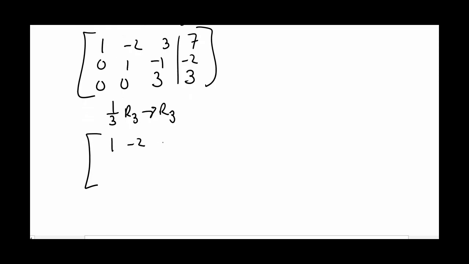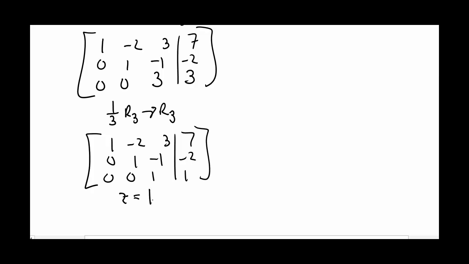So I'm just going to multiply 1/3 times row 3 in for row 3. So 1, negative 2, 3. Okay, so that doesn't change. Row 2 doesn't change. Now row 3 is going to be 0, 0, 1, 1. Okay, so what do I know? I know so far that z is 1. And then I can use back substitution to find y and then find x.